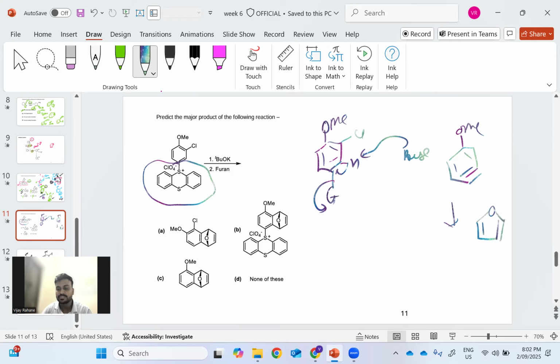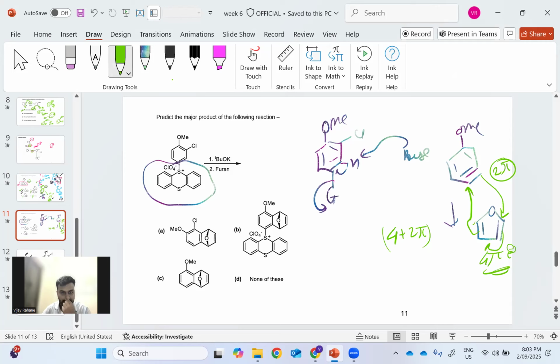Addition of the furan across this benzyne. So this benzyne is a 2 pi electron system, and this furan is a 4 pi electron system. So this is a 4 plus 2 pi addition reaction. This is part of the pericyclic reaction, right? And this furan basically attacks here. So this bond moves to here, this bond moves here, and then further attack at this position. So we get a product.